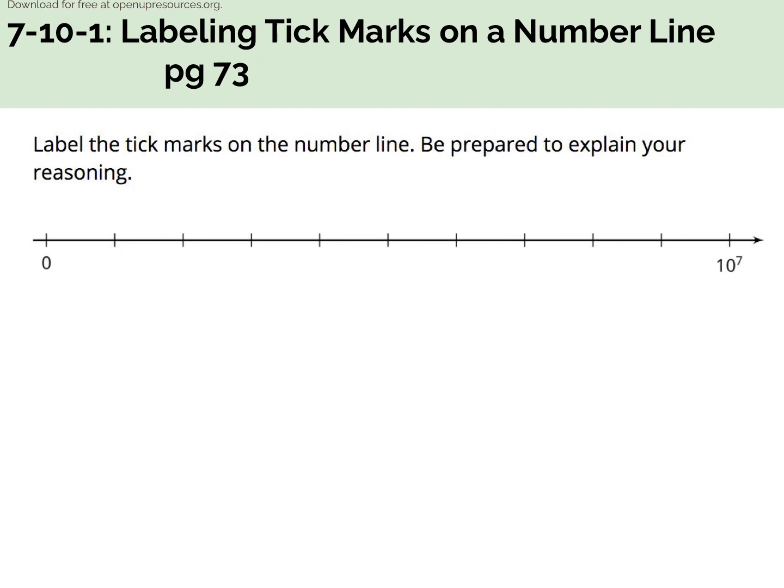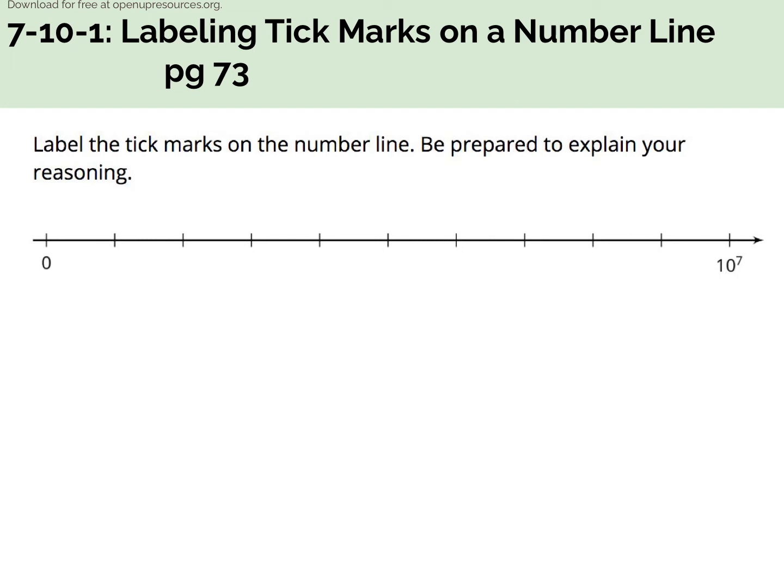All right, lesson 10. Let's turn back to page 73. It says, label the tick marks on the number line. Be prepared to explain your reasoning. So there are different tick marks. Notice how it starts here at 0 and goes all the way up to 10 to the 7th. So go ahead and label the tick marks. Think about what you think it would be, and then come back to me. So pause, do that, and then come back to me.